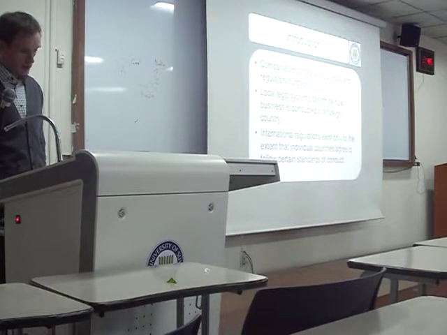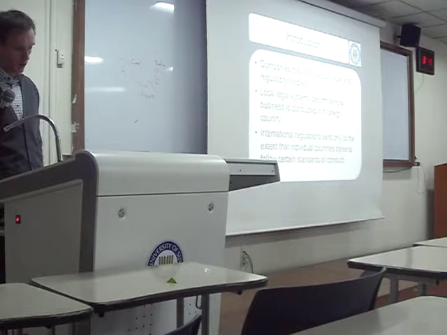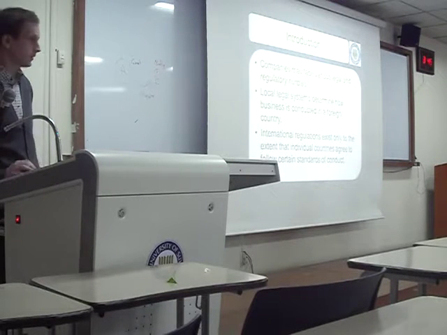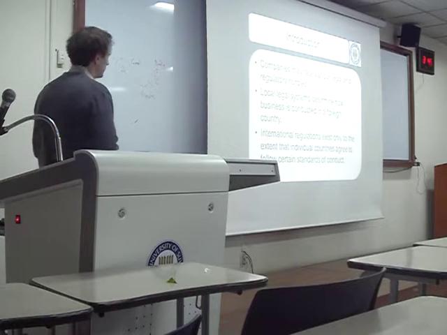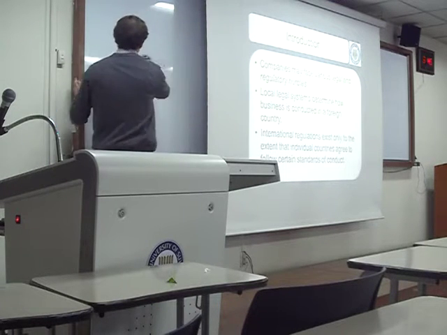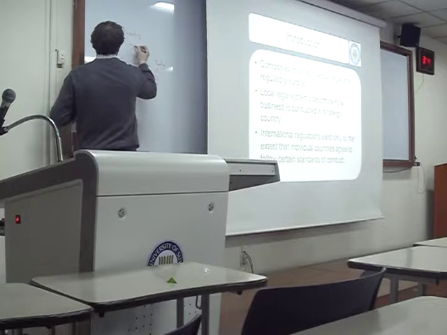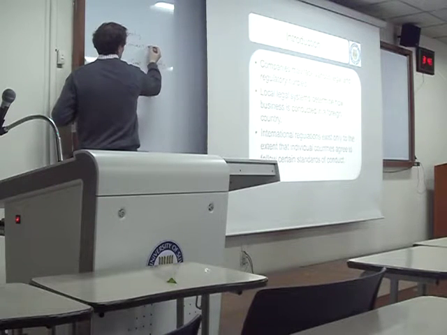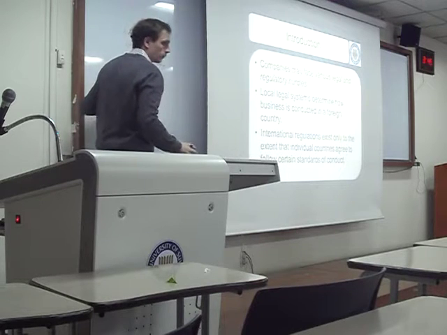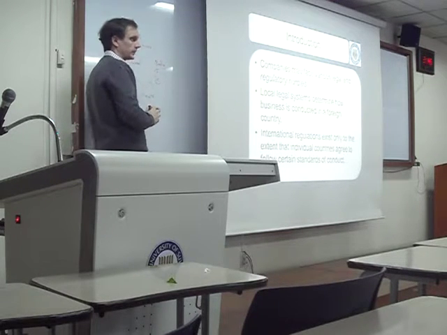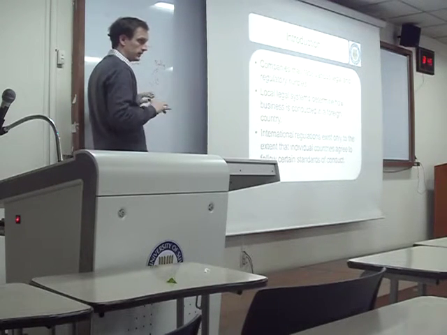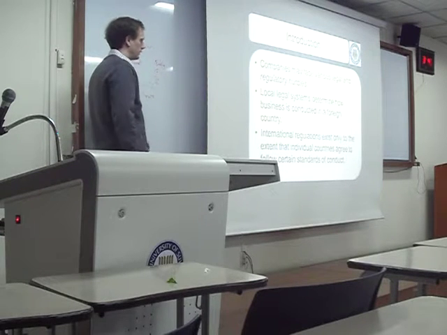Okay, so international regulations exist, but only if countries agree to follow certain standards of conduct. And that's not easy. They are called treaties or conventions. We have international treaty or convention. So for example, on intellectual property, on whaling. Famous one is whaling. Don't kill whales. Okay? Illegal to kill whales. That kind of thing. Right?